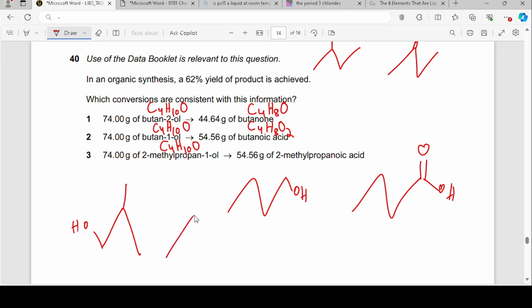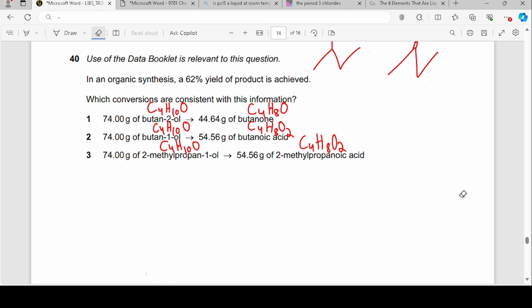Okay, and then 2-methylpropanoic acid, I'm assuming that's also going to be C4H8O2, but let's just check. C4H 1, 2, 3, 4, 5, 6, 7, 8 and O2, right? So that is also right. And now let us calculate the moles on the left-hand side, and then we'll find the amount of product formed depending on the yield.